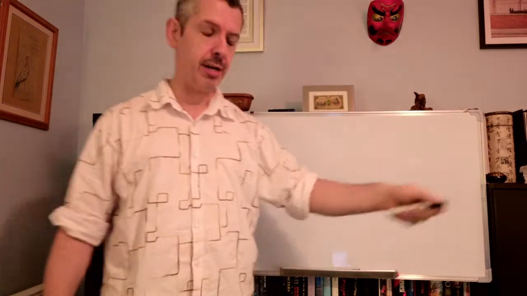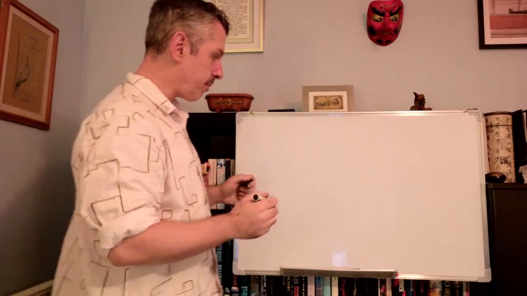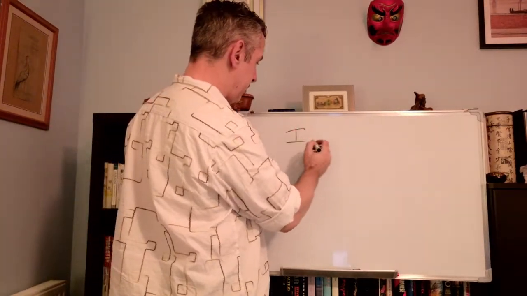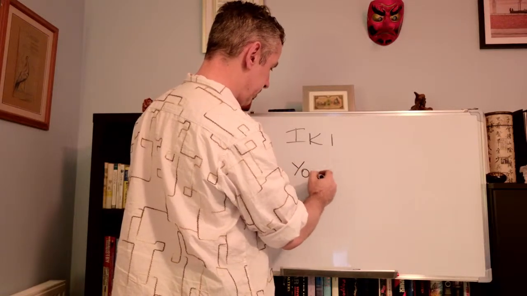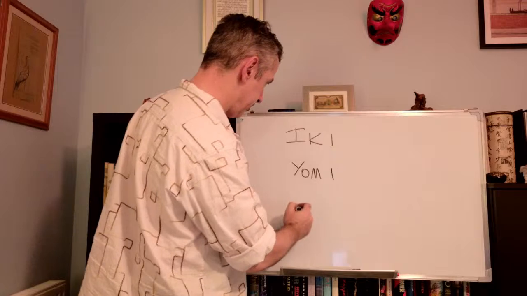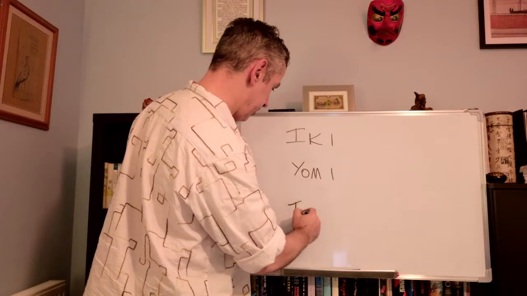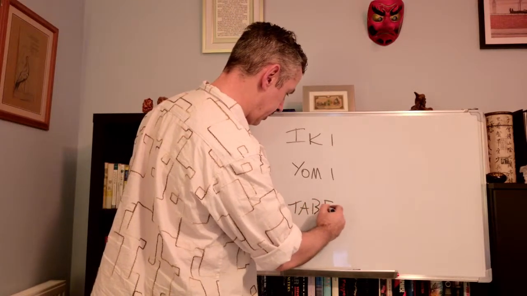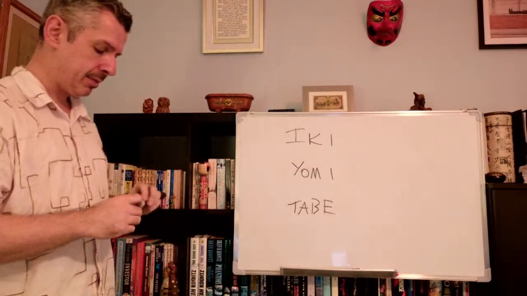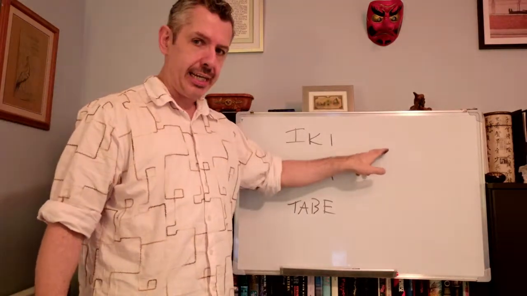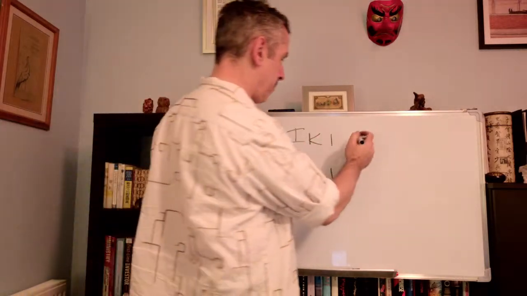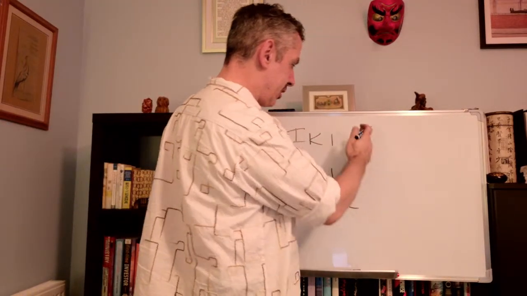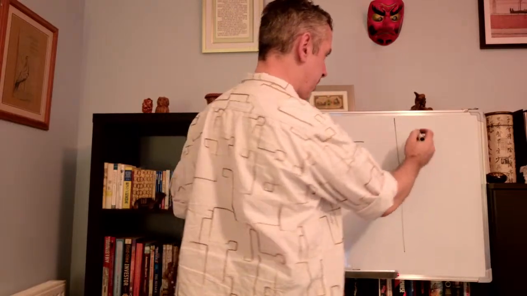For example, I want to drink, I want to eat, I want to go. And we still have the verb stems, but the ending changes now, not from masu, and this is what we call the tai form. Let me put a dash because that's where it's going to go.